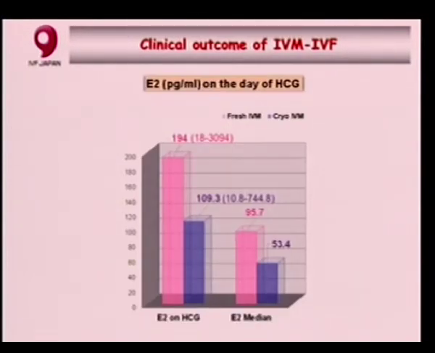This is the estradiol on the day of HCG. For the fresh cycle, the average was about 200 and the median was about 100. For the frozen one, estradiol was about 100, almost half, and the median was 50. But if you see the estradiol levels, ranging from 18 to 3,000, maybe some stimulation was done, and this one ranges from 10 to 700. Even with an estradiol of 10 picograms, we can get pregnancy.